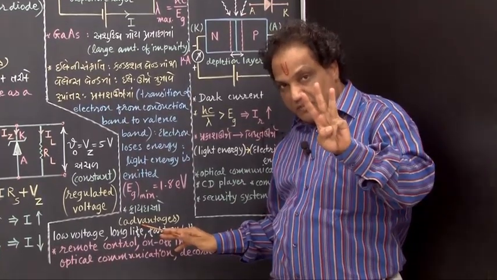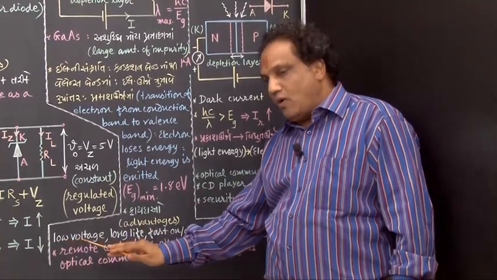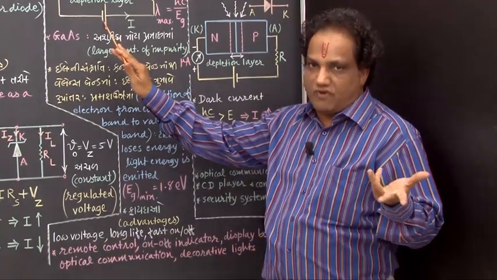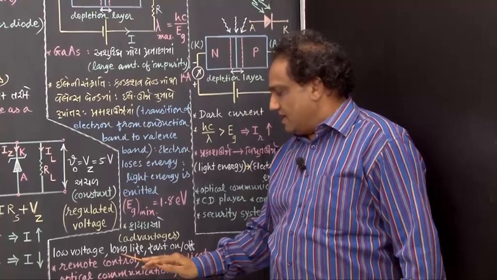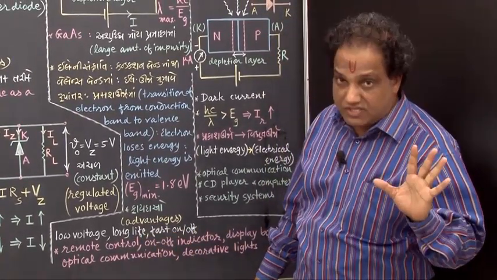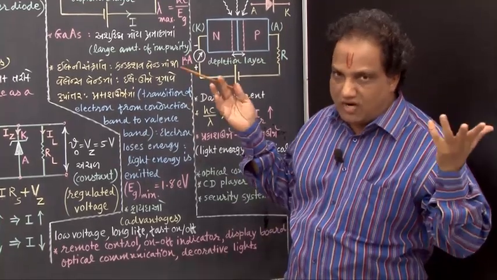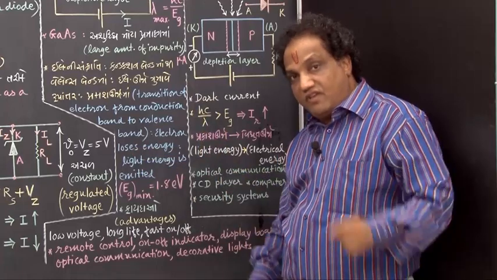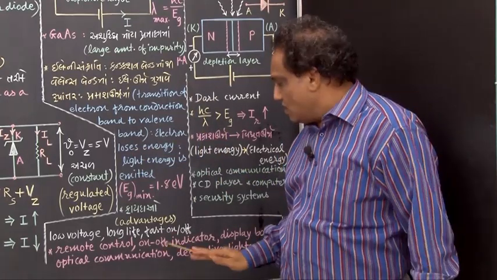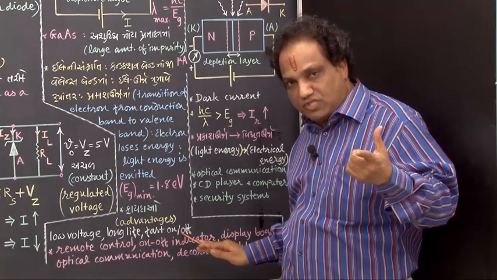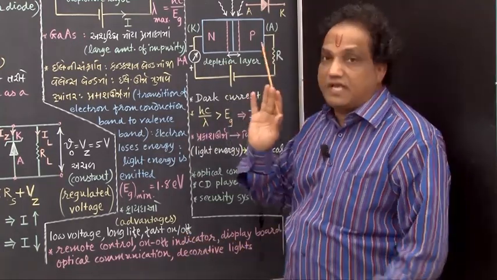There are three advantages mainly. It can be operated at low forward voltage; this forward voltage we require is very low. Then it has a very long life, estimated to be around 20 years. So it's a very long life. And using this LED, we can have very fast switching operation. On and off switching operations can be made possible very fast using this LED.